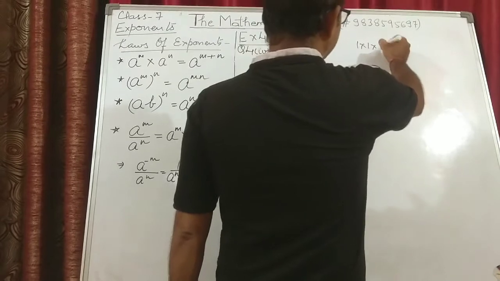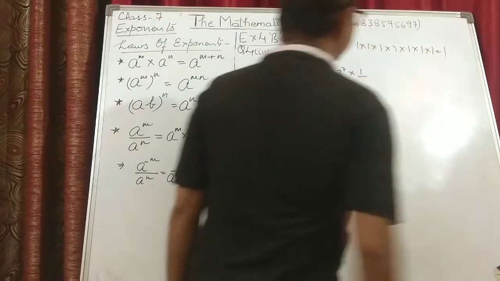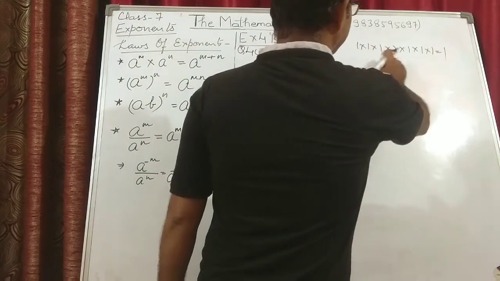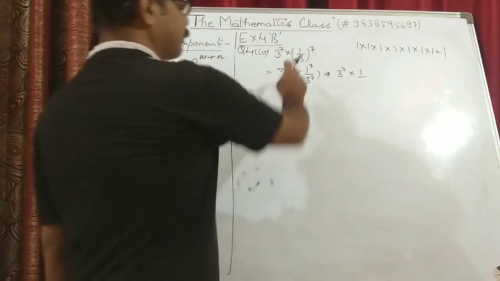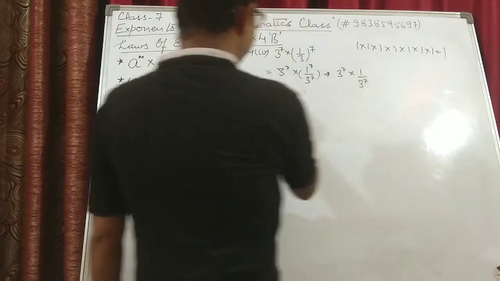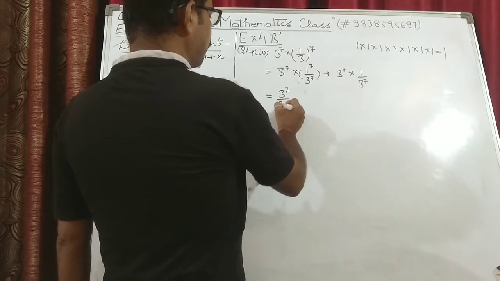1 multiplied 7 times: 1, 2, 3, 4, 5, 6, 7. 1 into 1 into 1 into 1 into 1 is 1. So that is why 1 to the power 7 is 1. And here we'll write 3 to the power 7, which finally becomes 3 to the power 7 upon 3 to the power 7.